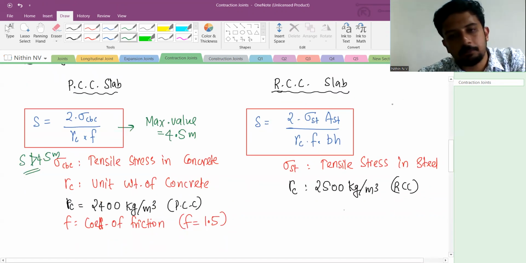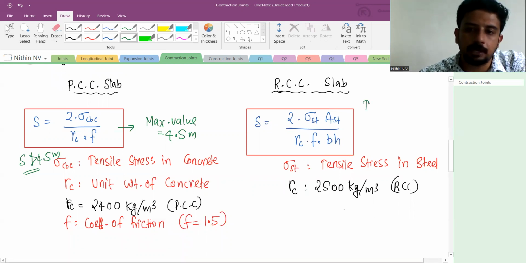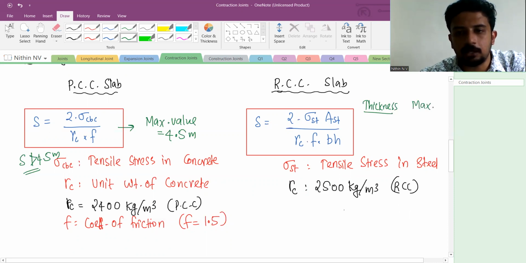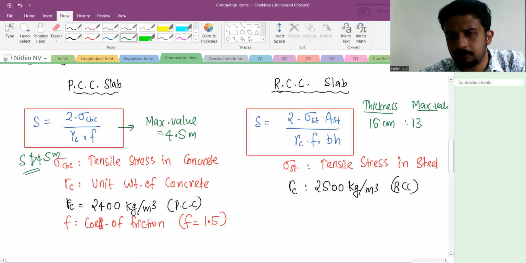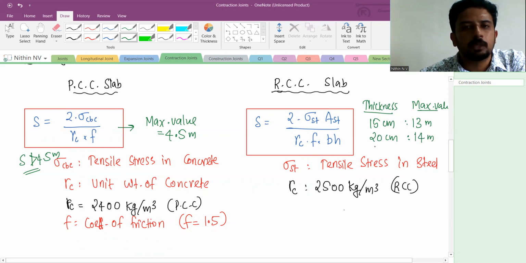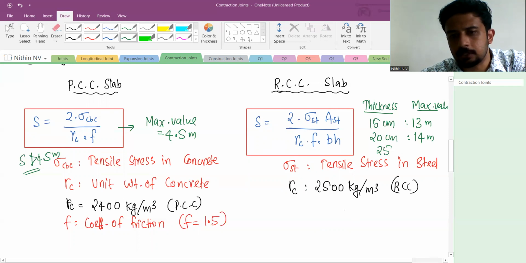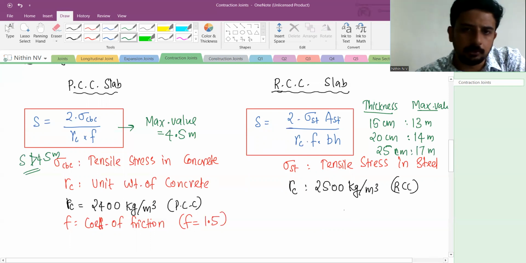Now for RCC slab, it may vary, depending upon the thickness of the pavement. The maximum value of S will change. Suppose if you are using a 15 centimeter thick slab, maximum 13 meter spacing is allowed. If you are using a 20 centimeter thick slab, then maximum 14 meter spacing between contraction joints is allowed. If we are using a 25 centimeter thick slab, then 17 meter spacing is allowed.